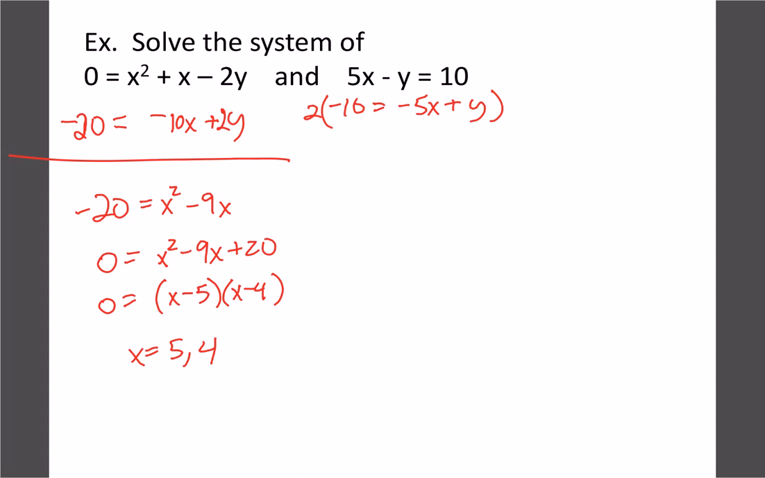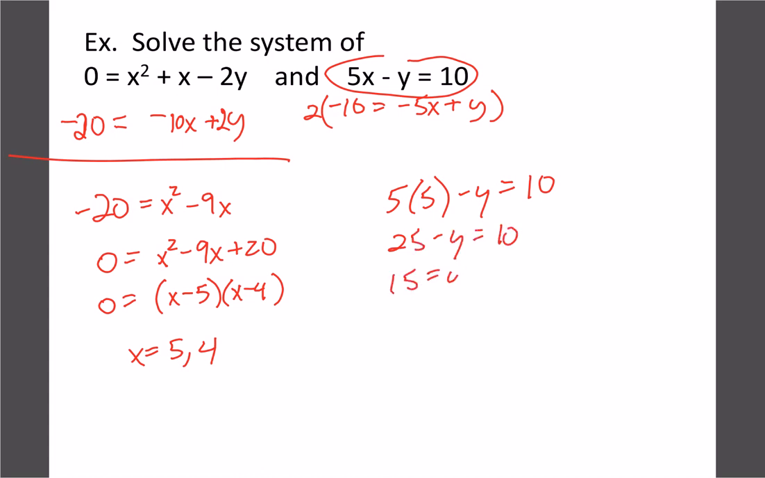So just like before, we need to still get our y values. So let's use our second equation. It looks a little bit easier. So let's plug that in. So we'd have 5 times 5 minus y equals 10. So that'd be 25 minus y equals 10. Let's bring the 10 over and the y over the other way. So we get 5 and 15 would be our first solution.